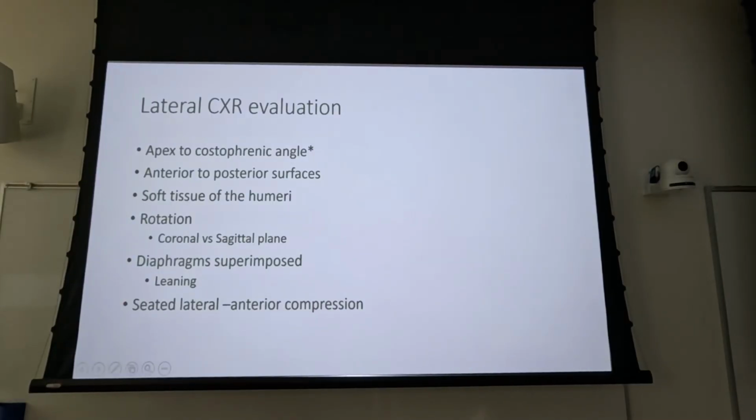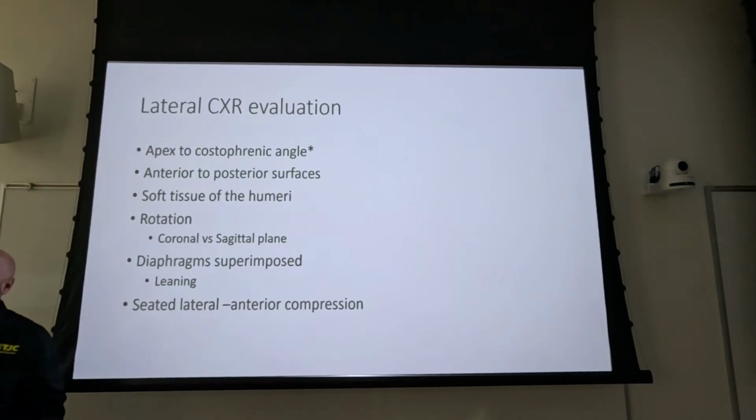Rotation and tilt: with rotation, what we have is mispositioning of the coronal plane. With tilt, what we have is mispositioning of the sagittal plane. Sometimes the patient will be leaning, and different demographics give you different orientations of that lean.